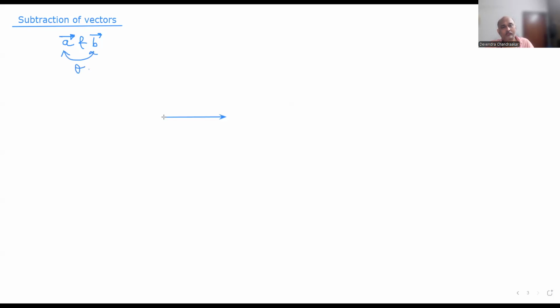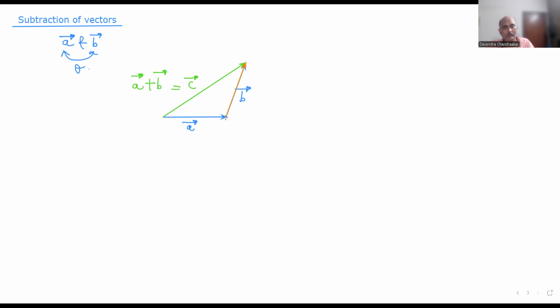So if I add these two vectors, this is vector A and this is vector B, right? So I will get this vector C, right? I'll get this vector C, which is nothing but vector A plus vector B. Okay.